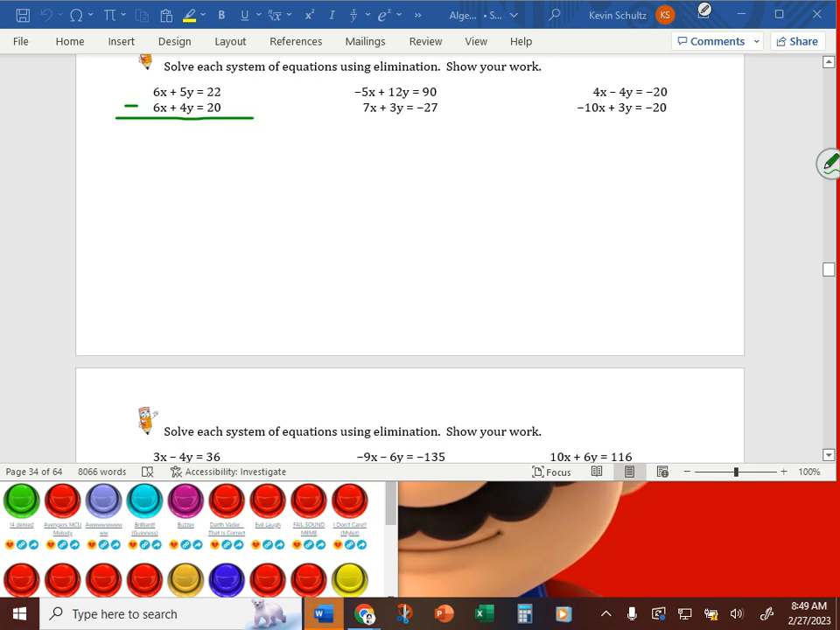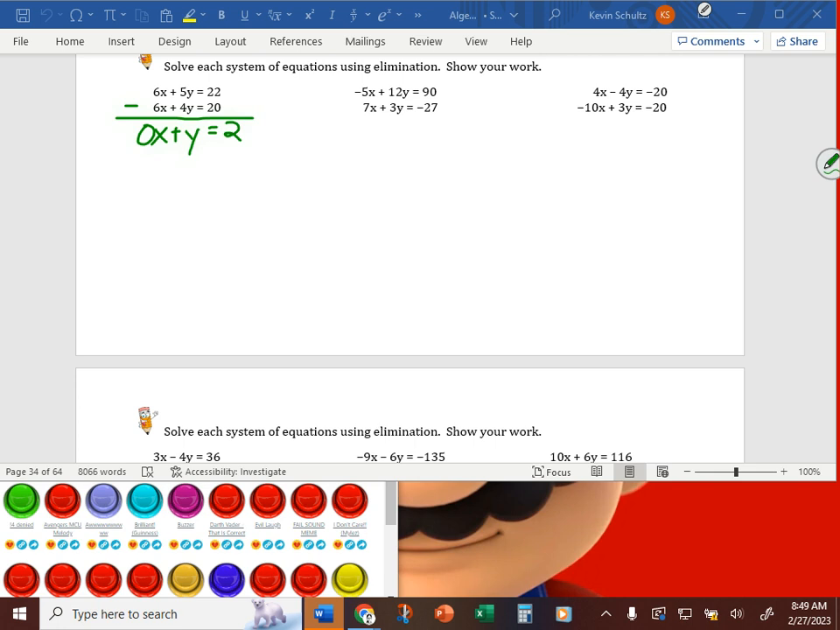6x minus 6x is 0x. There's our zero x. 5y minus 4y is just 1y. And if you want to write 1y or just y, either one's fine. And then 22 minus 20 equals 2. Well, that was simple. That was pretty good, right? That's the basic idea behind this.